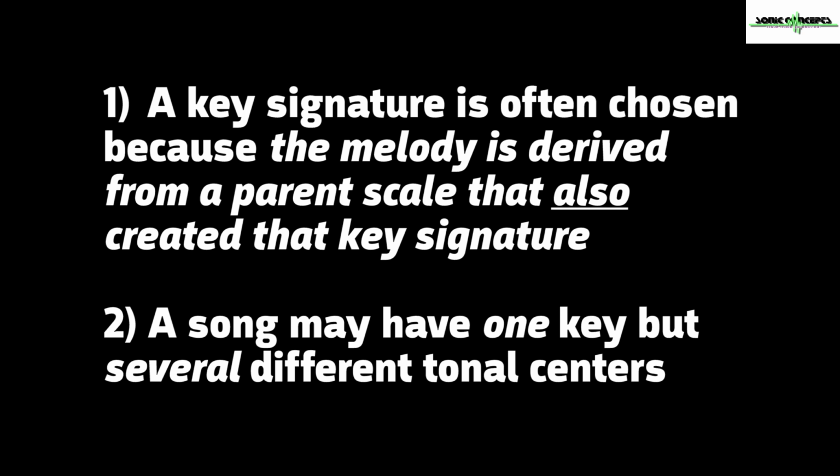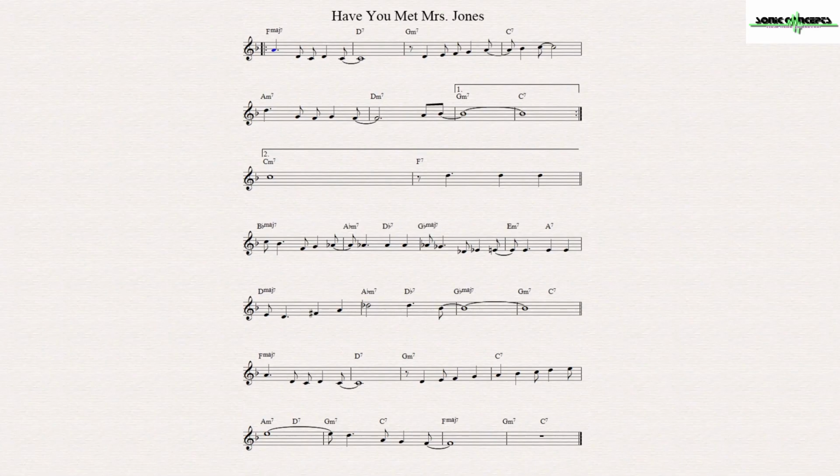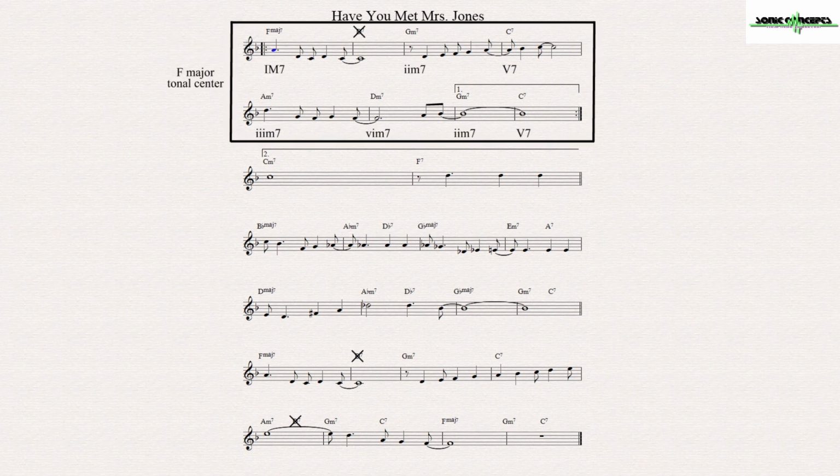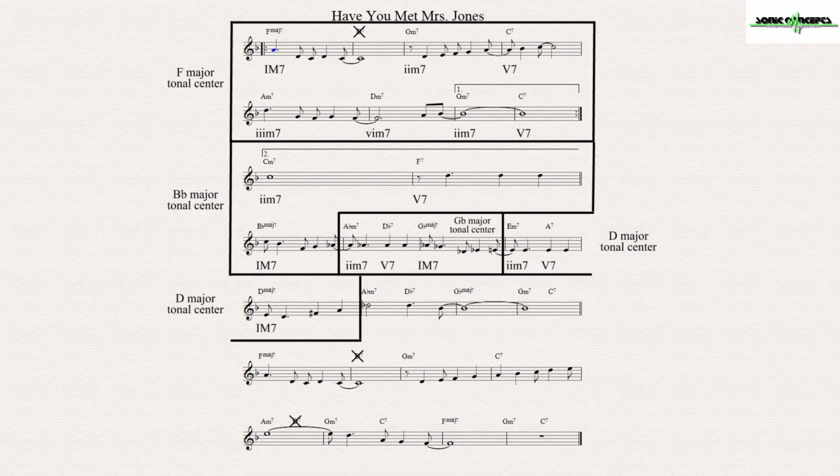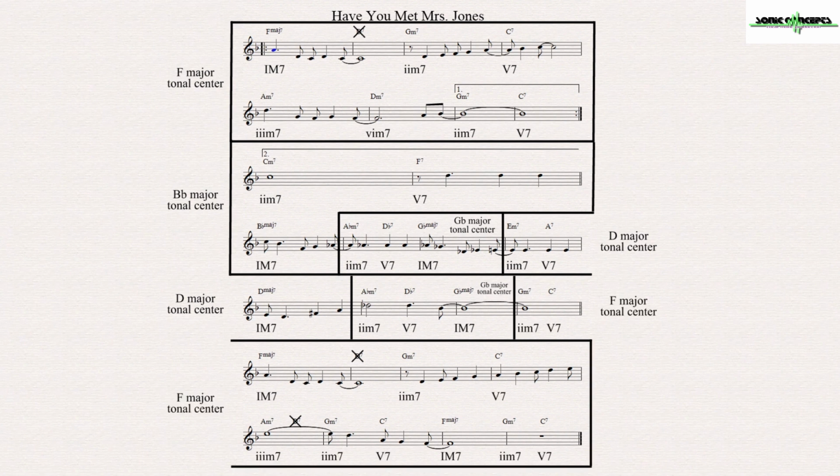To illustrate this, let's look at the sheet music for Have You Met Miss Jones, another jazz song. For the moment, let's cross out the chords we haven't covered yet so we can get a clearer picture of the tonal centers. The key is F major. However, note that there are several tonal centers in this song. It starts in F major, moves to B flat major, then G flat major, then D major, then G flat major again, and finally returns to F major once again.